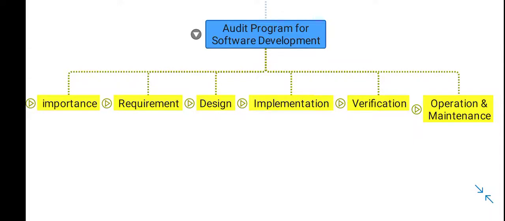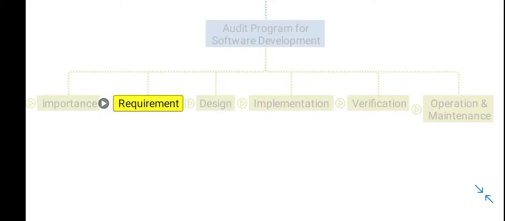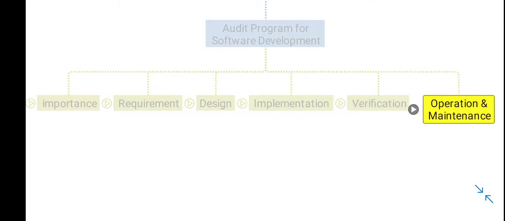In this video, I will discuss an audit program for software development. The audit program works throughout different phases of software development, starting from the requirement phase, then design, implementation, verification, and operations and maintenance.